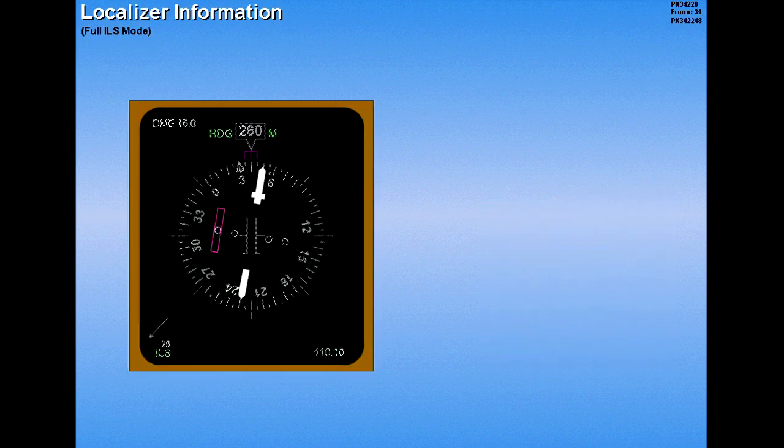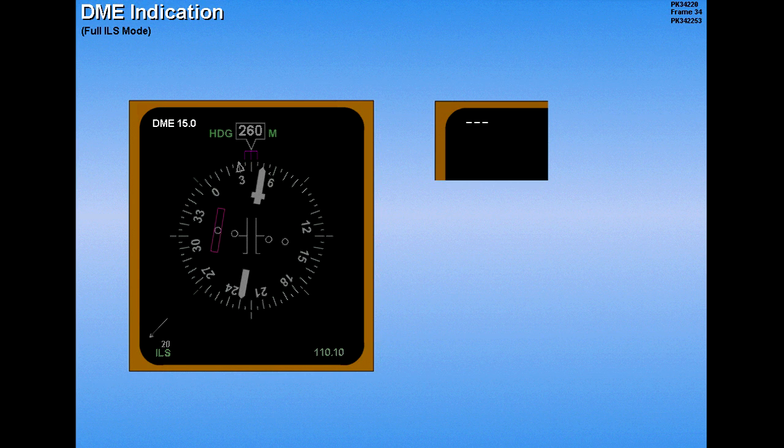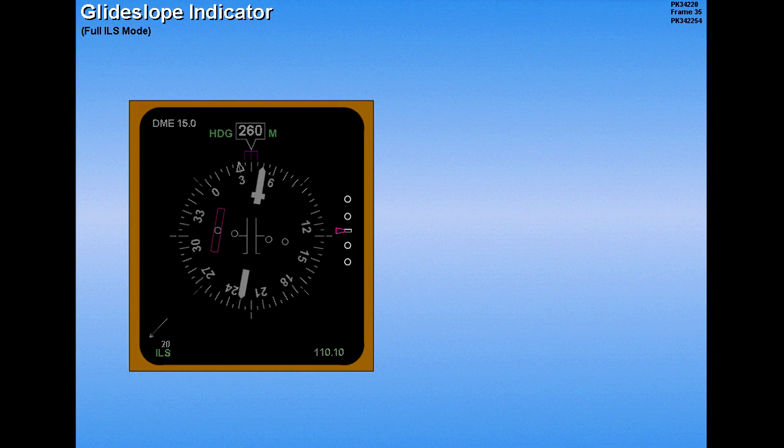In the full ILS mode, the course pointer and CDI present localizer information. ILS is displayed in the lower left corner to indicate the mode selected, and the ILS frequency selected is displayed in the lower right corner. If the ILS has DME capability, it is displayed in the upper left corner. If not, dashes appear. A deviation scale and pointer appear on the right side to indicate the aircraft's relationship to the ILS glide slope.